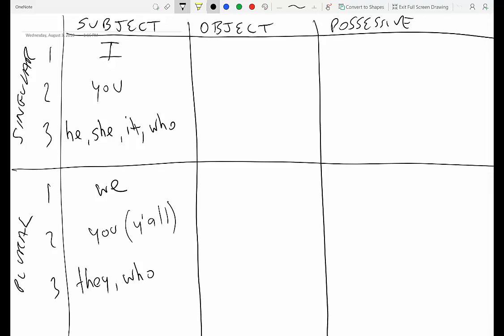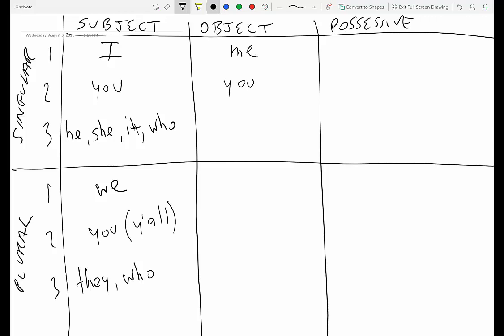Now we get to object form. I go to the store, but if I use a preposition like to or with or by or for, it creates the objective case. I have the ball. Give the ball to me. So first person singular object form is me. Second person singular object form is you. You, the unchanging pronoun. And you'll see how that works.